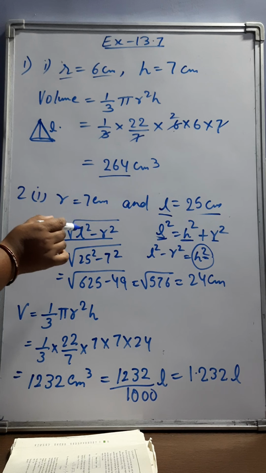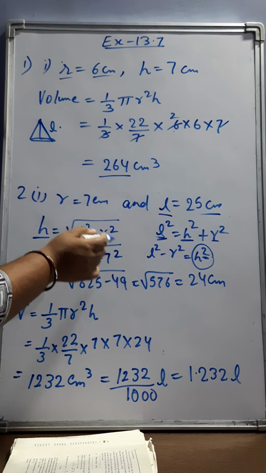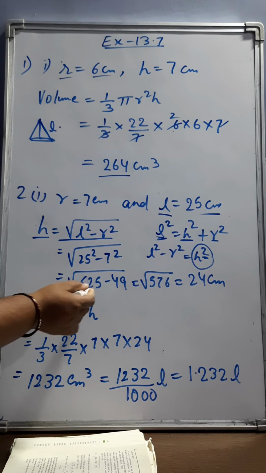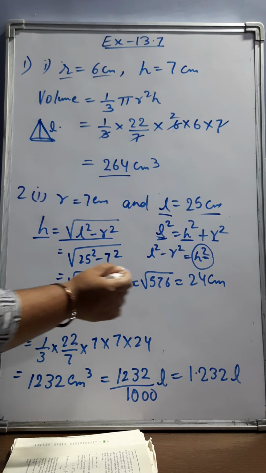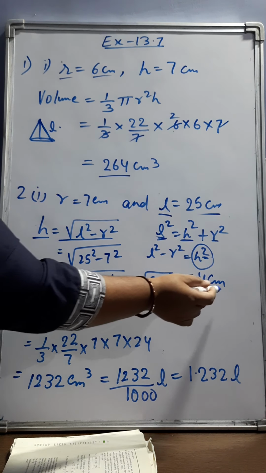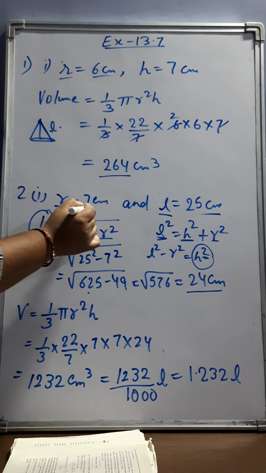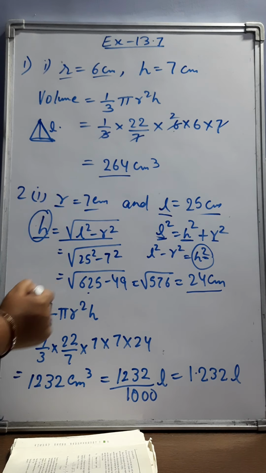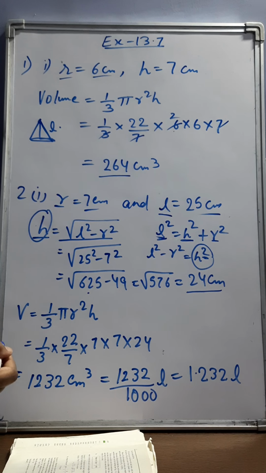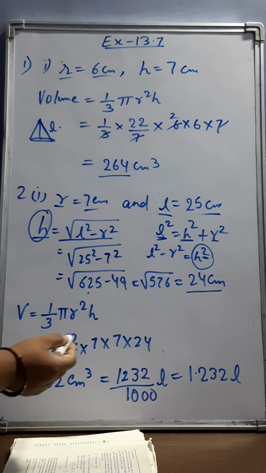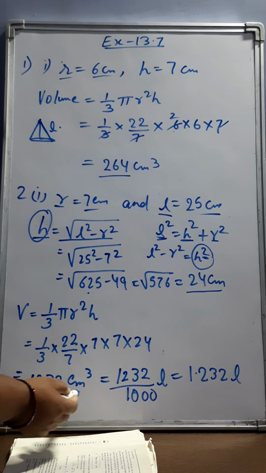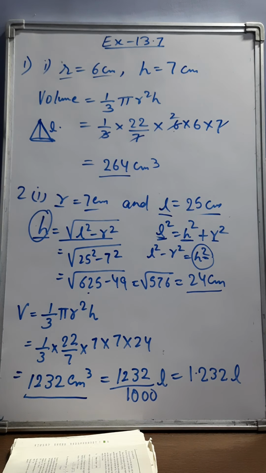So when we put the value of L as 25 square and radius as 7 square, we will get 625 minus 49, which is equal to 576, which is a square of 24. So we got the value of h as 24 centimeter. Now we have radius equal to 7 centimeter and height as 24 centimeter. Now it's very easy to calculate its volume. So again we have used the formula of volume of cone, which is 1 by 3 pi r square h. So let us put the values. After putting all the values, we are getting 1232 centimeter cube.